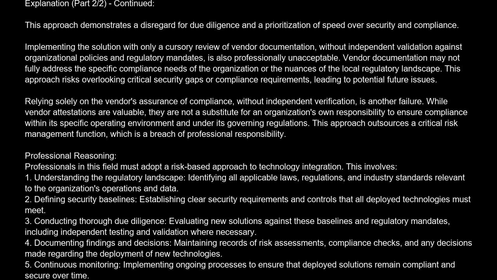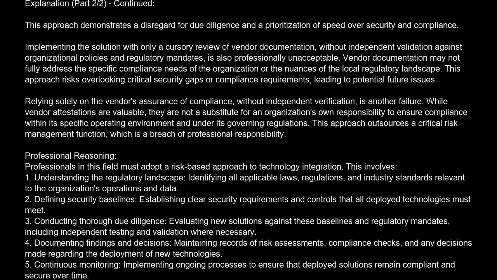Vendor documentation may not fully address the specific compliance needs of the organization or the nuances of the local regulatory landscape. This approach risks overlooking critical security gaps or compliance requirements, leading to potential future issues. Relying solely on the vendor's assurance of compliance without independent verification is another failure. While vendor attestations are valuable, they are not a substitute for an organization's own responsibility to ensure compliance within its specific operating environment and under its governing regulations. This approach outsources a critical risk management function, which is a breach of professional responsibility.